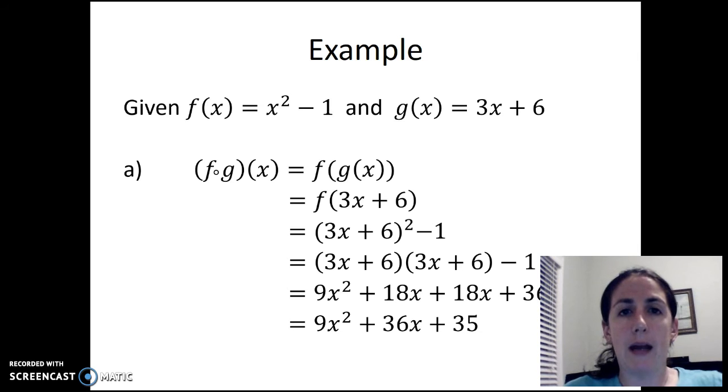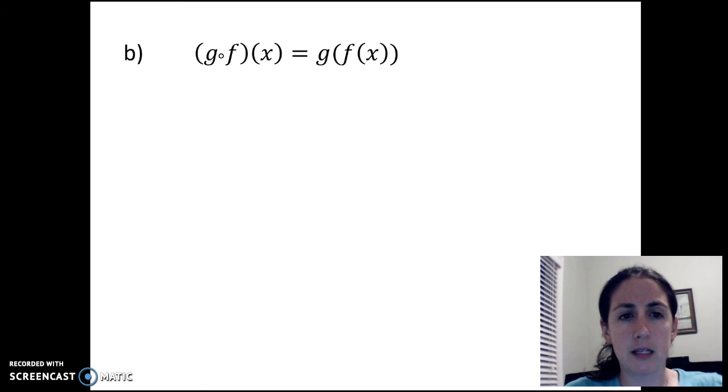Now let's do it the other way. Notice this answer. I want to keep that answer in the back of our mind for a second. And now let's switch the order. Let's do g composed with f of x.